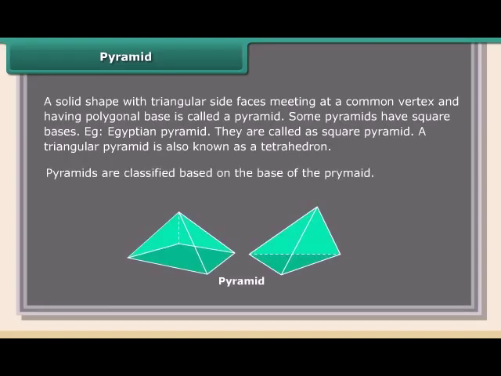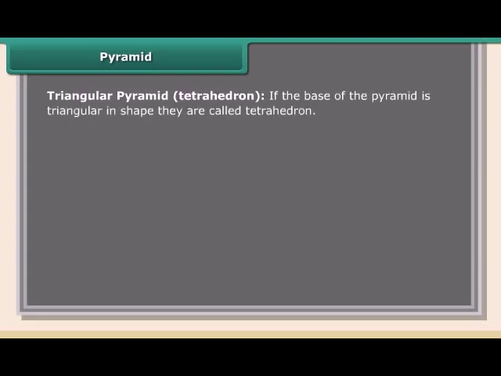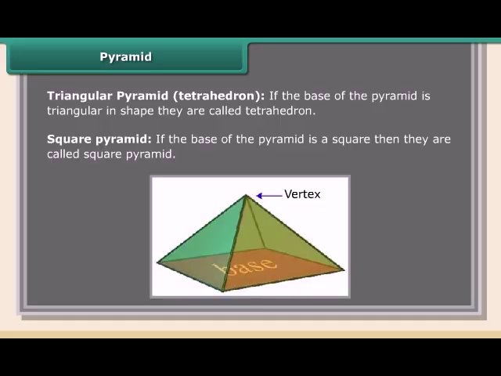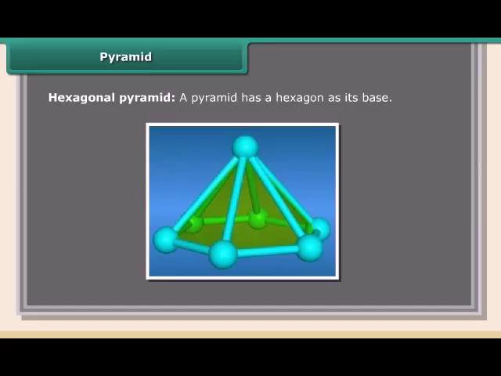Pyramids are classified based on the base of the pyramid. Triangular pyramid, tetrahedron: if the base of the pyramid is triangular in shape, it is called a tetrahedron. Square pyramid: if the base of the pyramid is a square, then it is called a square pyramid. Hexagonal pyramid: a pyramid that has a hexagon as its base.